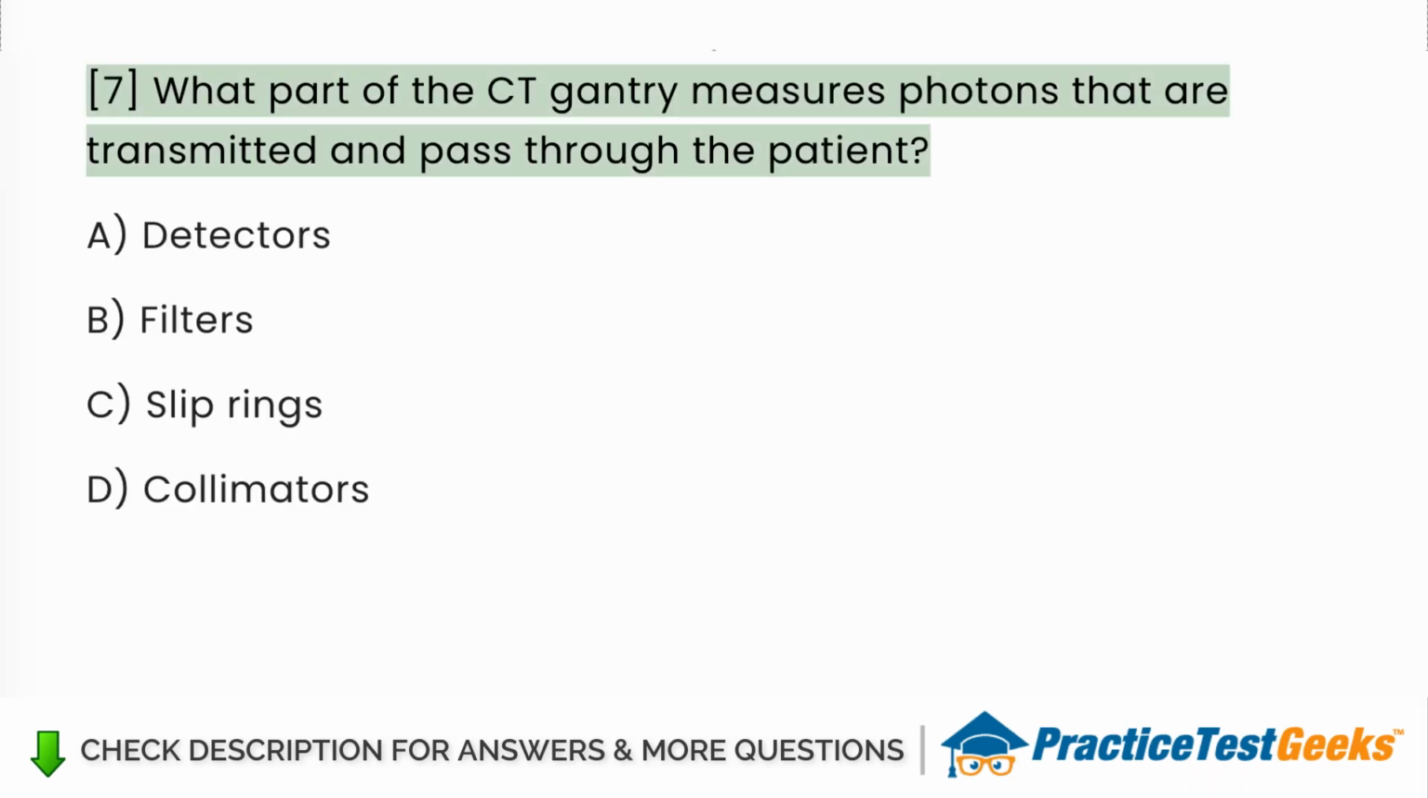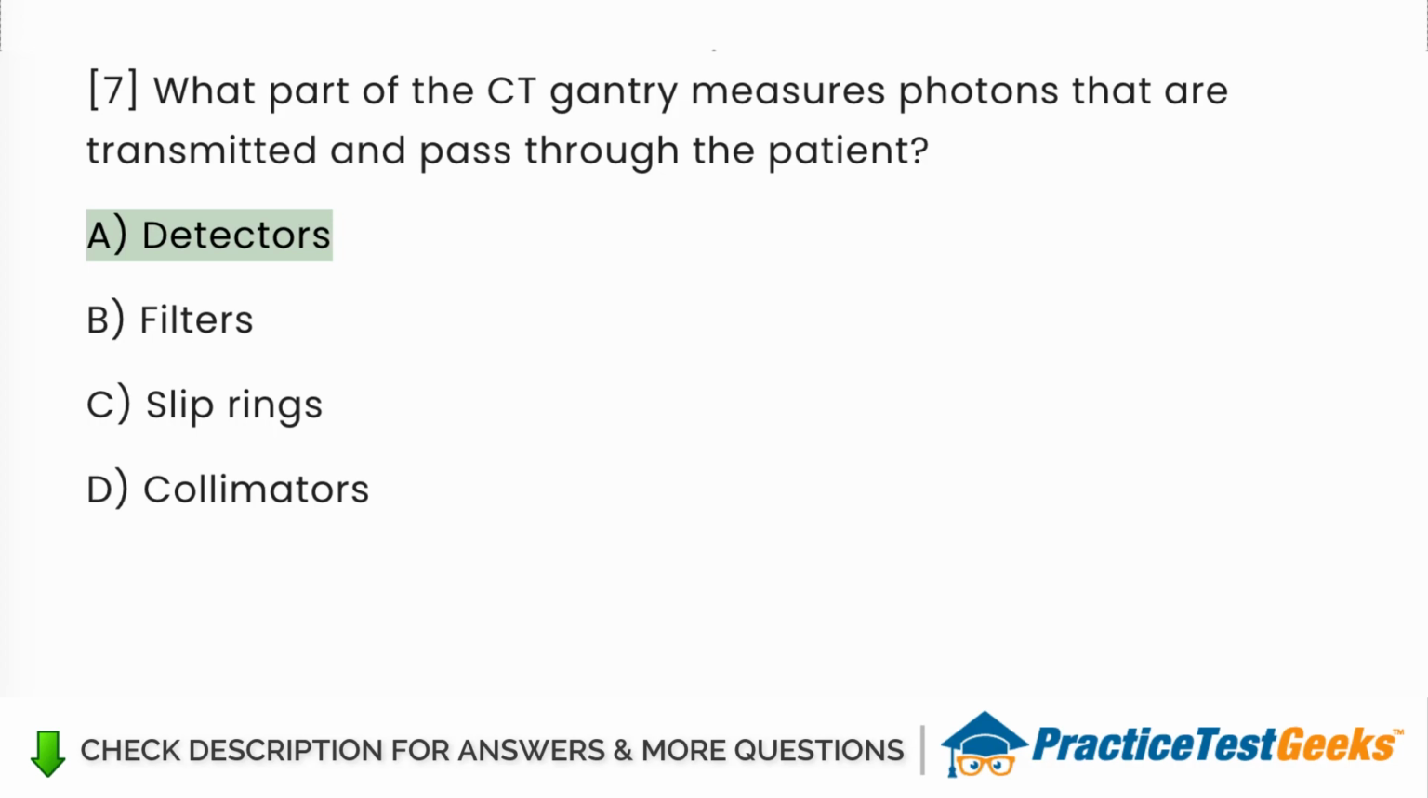What part of the CT gantry measures photons that are transmitted and pass through the patient? A. Detectors. B. Filters. C. Slip rings. D. Collimators.